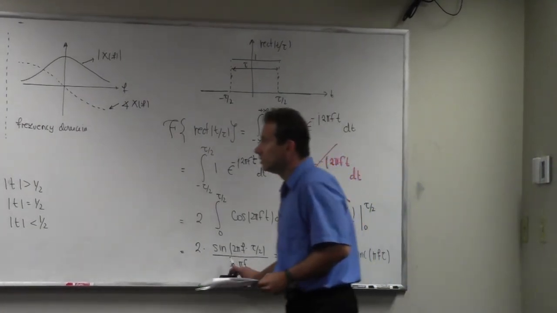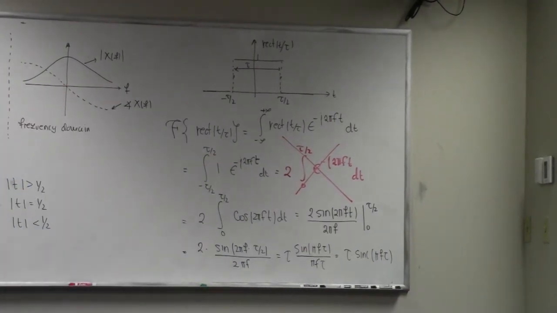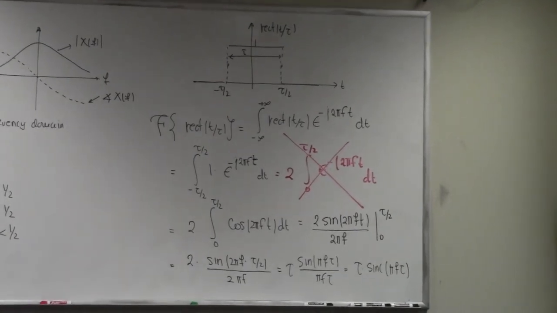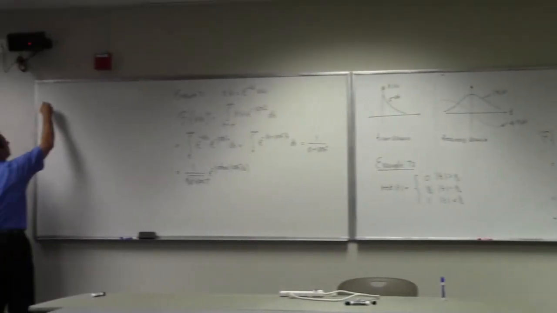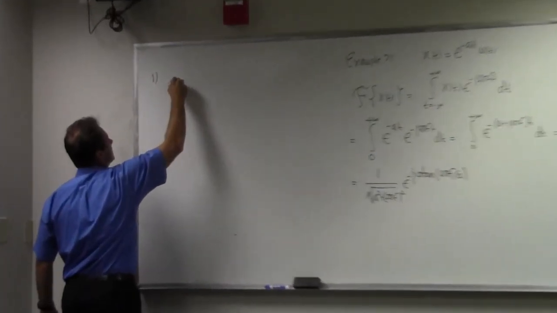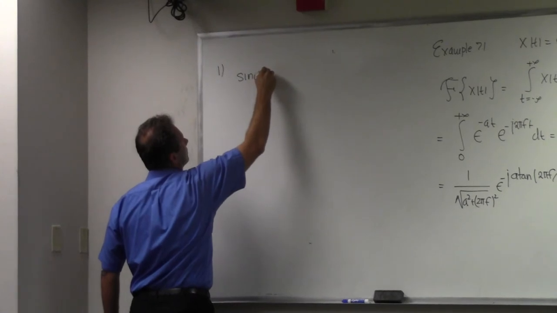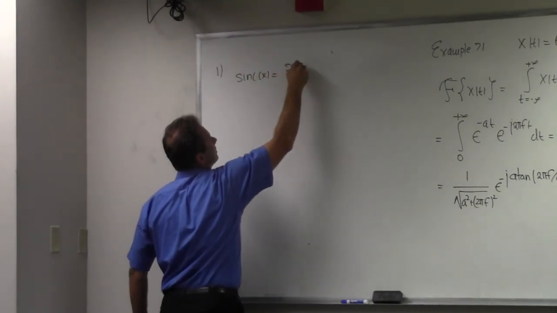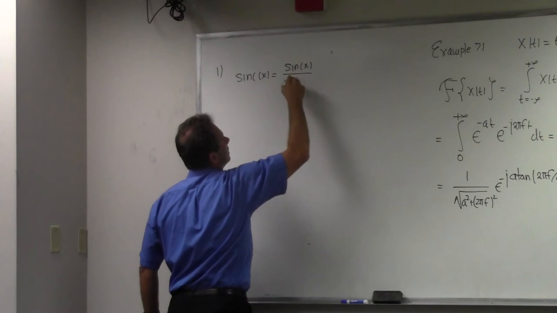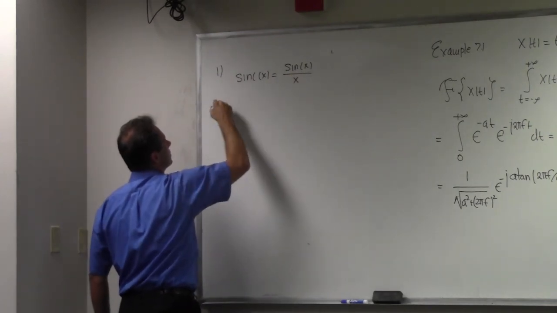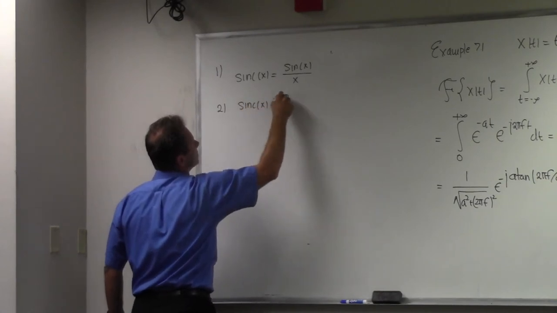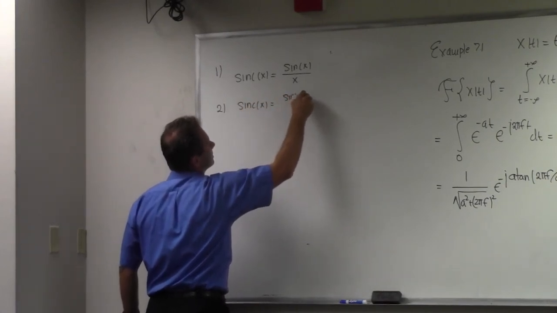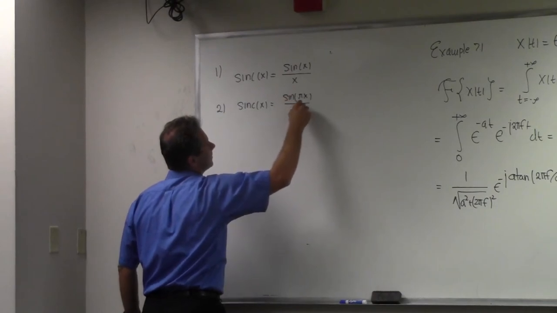Let me alert you to one important notational thing when it comes to this textbook. The textbooks are not very consistent when they define sinc. There are two definitions. There is definition 1, which says that sinc of x is equal to sine of x over x. There's a definition 2 that says that sinc of x is equal to sine of pi x divided by pi x, right?